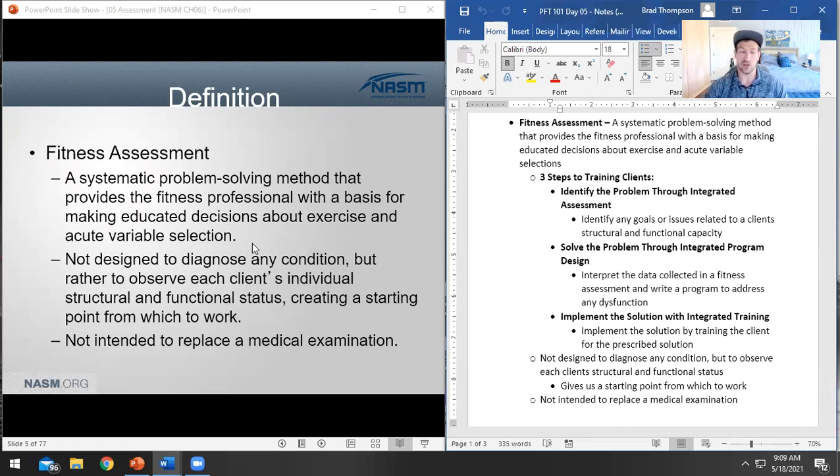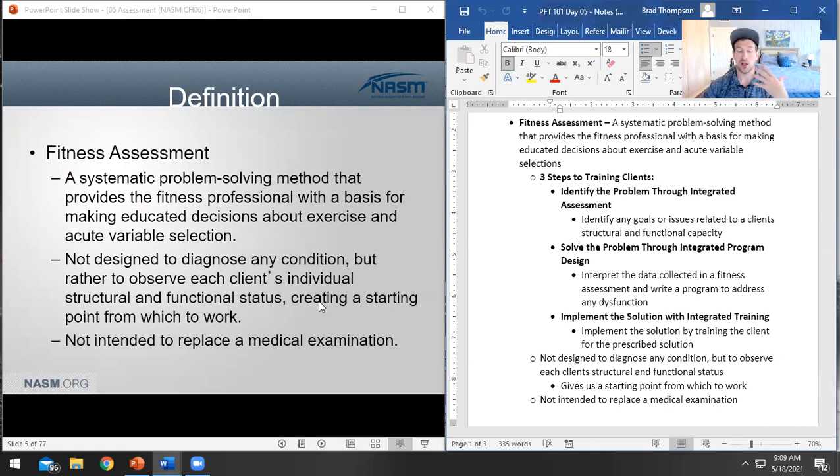Not our job. If we discover that our client does have high blood pressure, our job is to say, hey, this is outside of normal ranges. You really should speak to your physician. Our job is not to diagnose any condition.